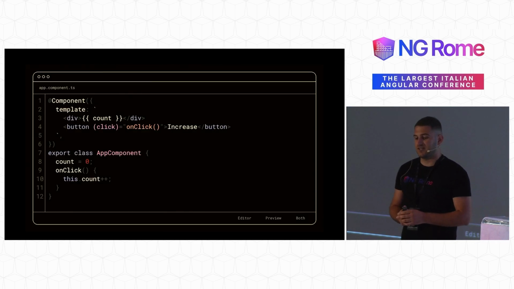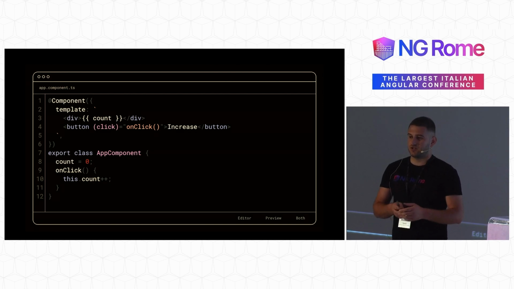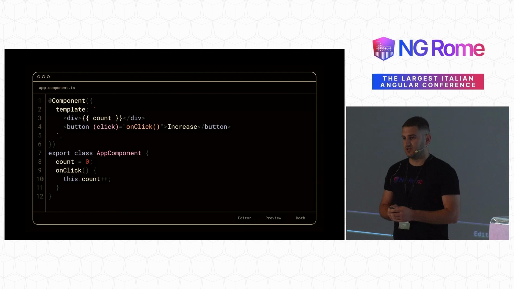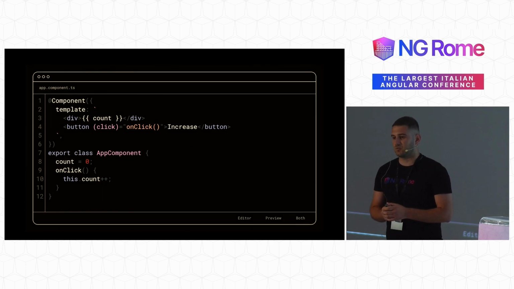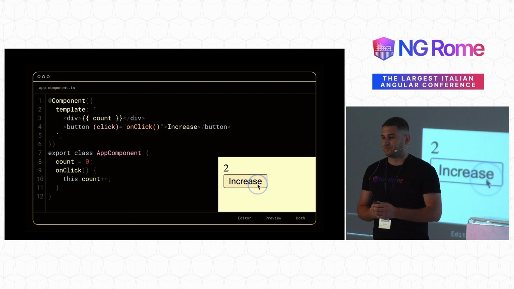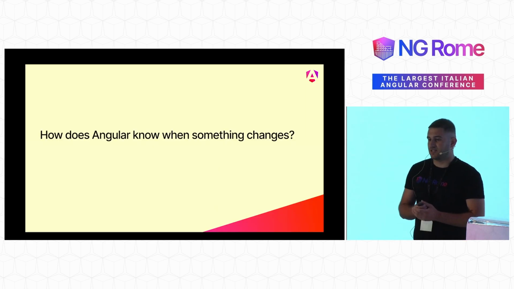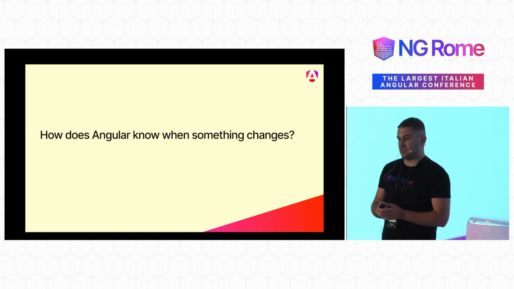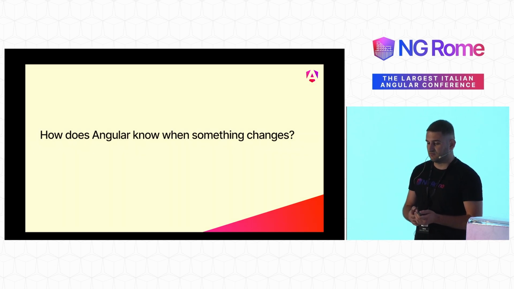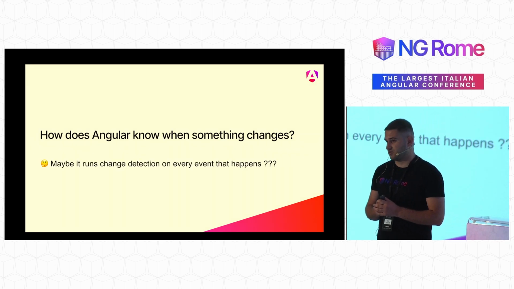I'll start short. Here we have a component that shows a count, and then we have a button that updates that count. So this is just a pretty normal component that is supposed to work. But how does Angular know when something changes? How does it know when that count updates? Maybe it runs some change detection on every event that happens. Let's check it out.